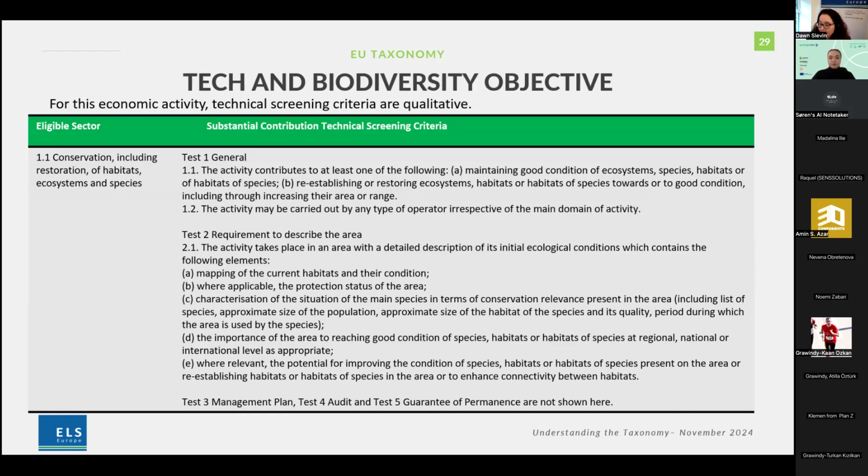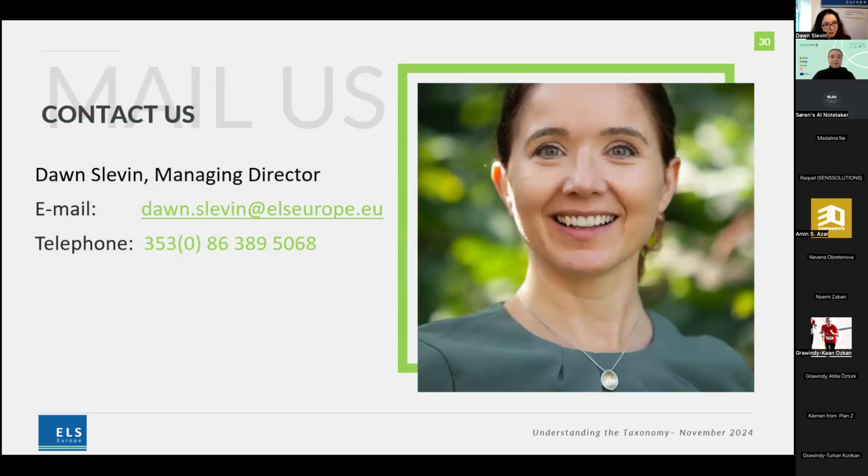They must develop a management plan. They must carry out audit of the achievement, and they must also guarantee permanence. And those are the 5 key areas that are required to be covered, with far more detail than in the technical screening criteria that must be met. And that brings my discussion to an end, and I'm happy to take any questions from you.